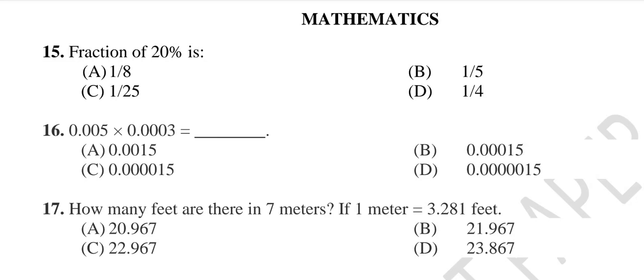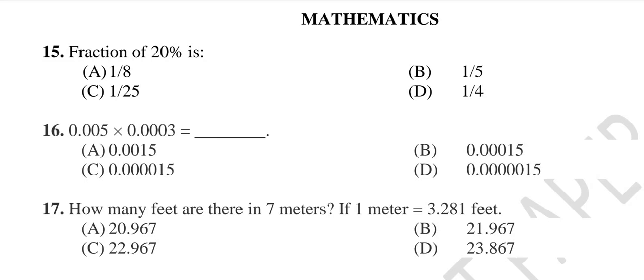0.005 multiply with 0.0003 is equals to, so here we will multiply 3 into 5, it will be 15, and there is 15 at the end of each option. So now we will add all the zeros after dot. So 3 zeros with 3 and 2 zeros with 5. So 5 zeros in option, it will be correct. So 5 zeros are in option D. So D option is correct in this question.